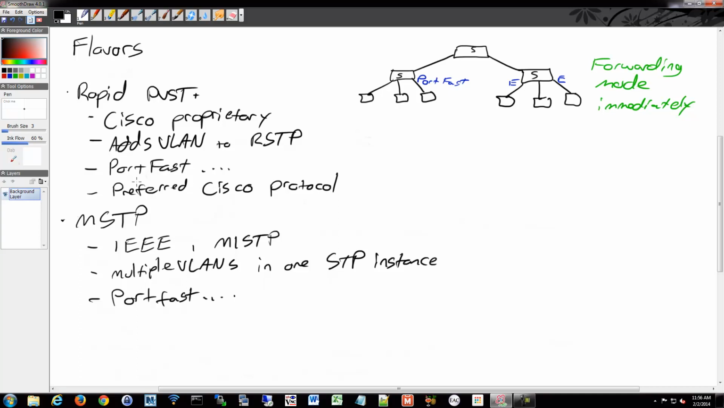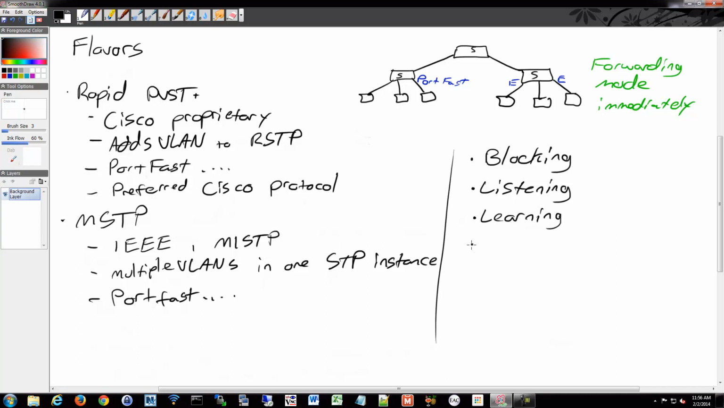So each of these spanning tree flavors has a number of port states, and this is going back to the whole forwarding mode. Some of these port states are blocking, listening, learning. I suggest you also make good note of these and learn these. Forwarding, or disabled.